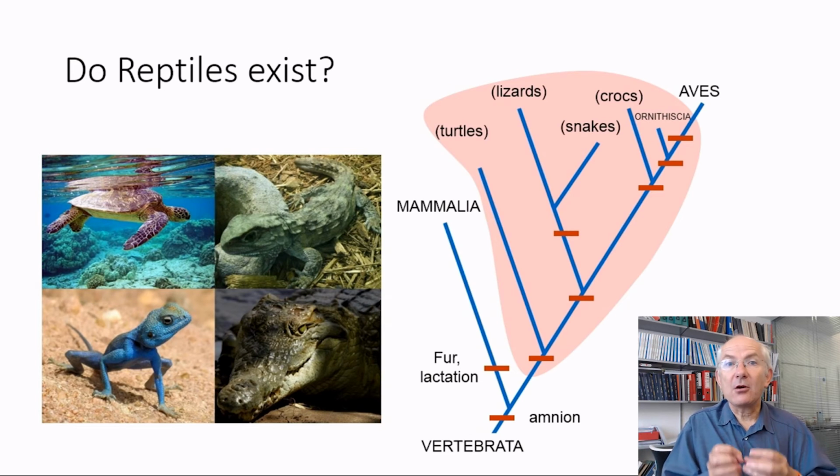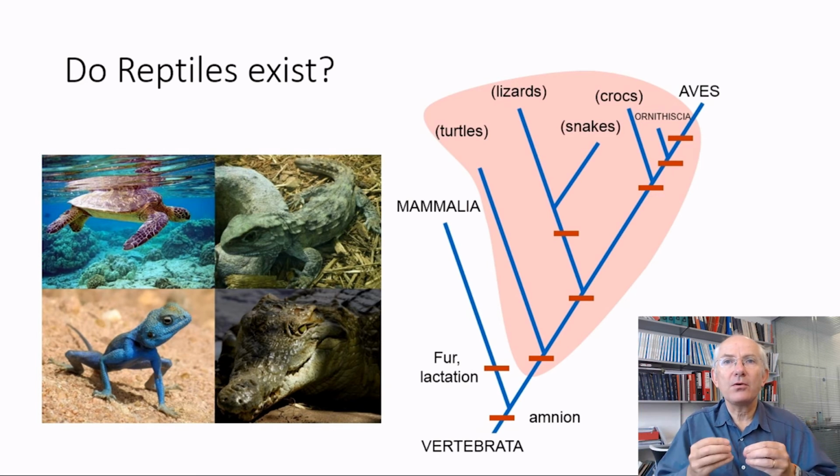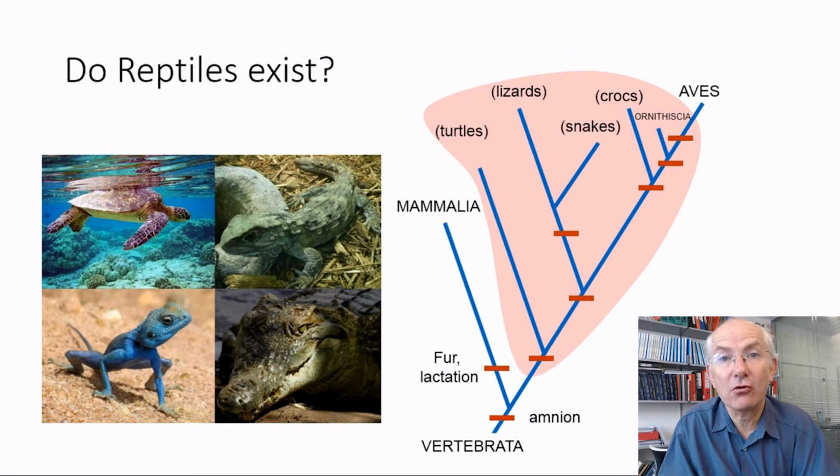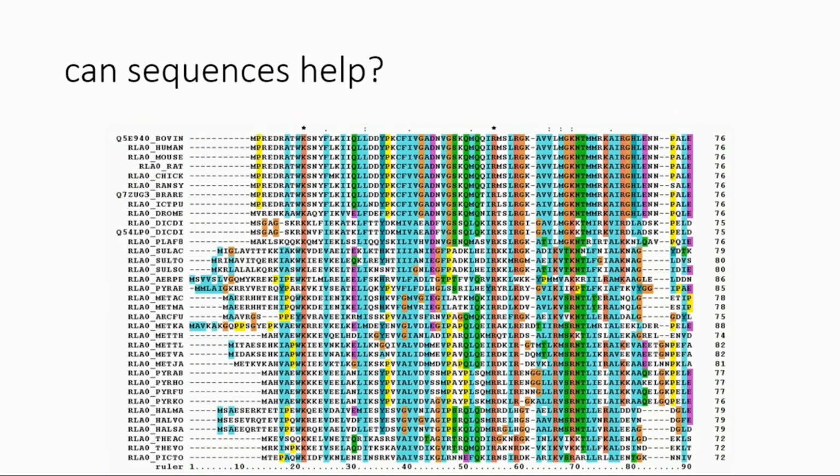But the problem is that common ancestor also gave rise to birds, and we don't call birds reptiles. So that group, the pink group shown there, the reptilia, is not a taxon that has the characteristics of a monophyletic group. It's a paraphyletic group, and so doesn't accurately describe the classification of organisms in a way that relates to their ancestry and descent.